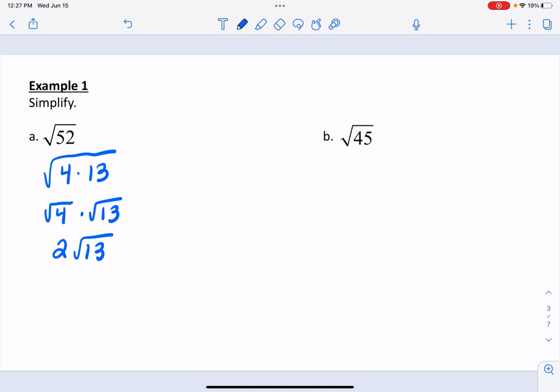Root 45. Try and come up with a perfect square that goes into 45. Hopefully you should see one right away. 9 times 5. So then I have the square root of 9 times the square root of 5. Root 9 is 3. Any perfect square we break out of that radical goes in front, and then we have that times root 5.